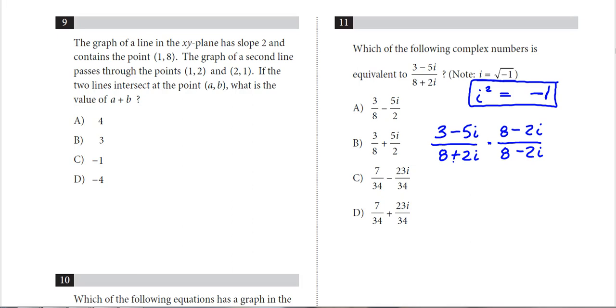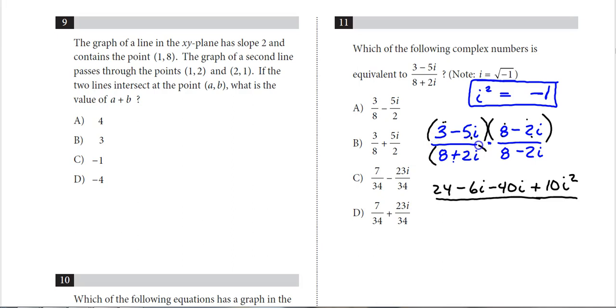You're going to multiply the top together, and you think about this just like how you do FOIL, where you do the first times first. So, 3 times 8 is 24. 3 times negative 2i, that's negative 6i. Negative 5i times the 8, that's negative 40i. And negative 5i times negative 2i gives me positive 10i squared, which we're going to substitute here in a second. On the bottom, this is a little bit more interesting.